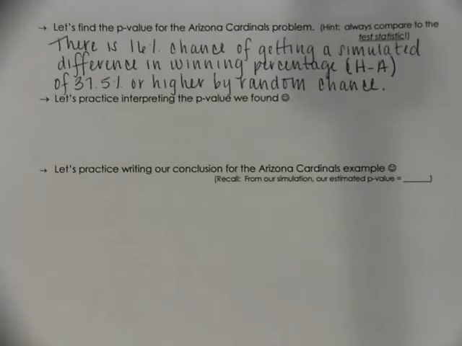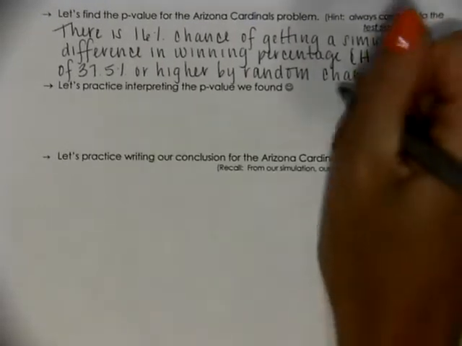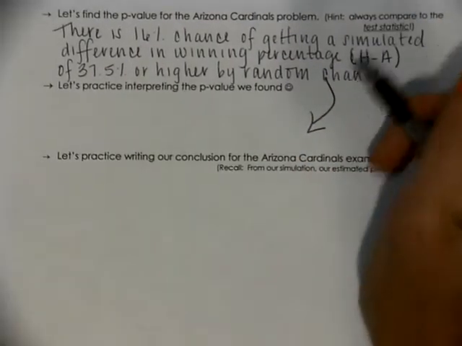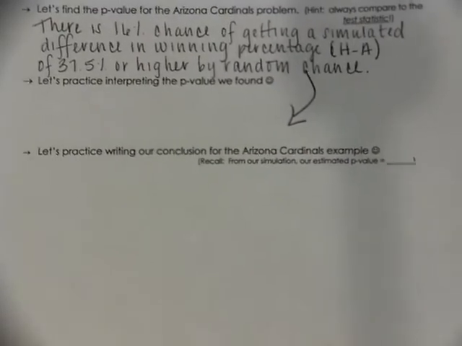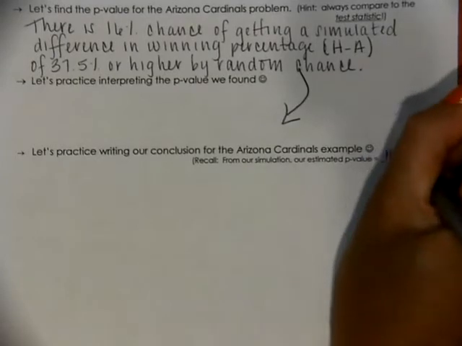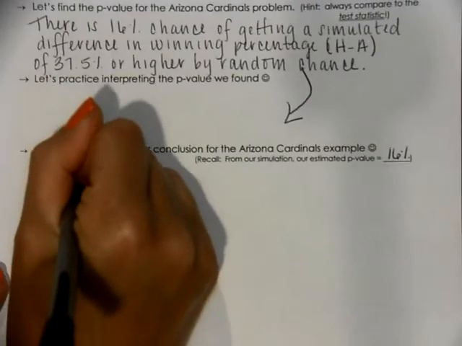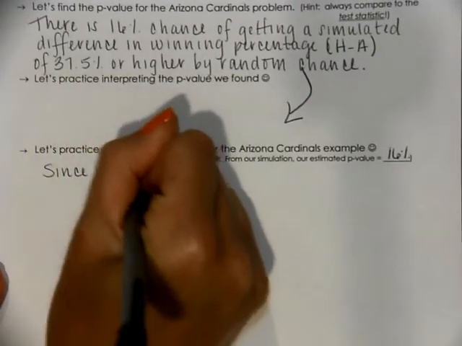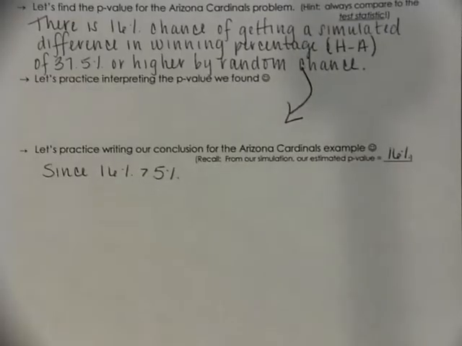So, what are we going to make that conclusion based on? Sorry, you guys, I just realized I wrote it up here. Your interpretation can go right down here. Doesn't matter. So, remember, our p-value was 16%. In our conclusion, always compare. Our most common significance level is the 5% level. So we're going to compare that to 5%. Since 16% is greater than 5%, it's likely to happen by random chance, therefore it's not really special.